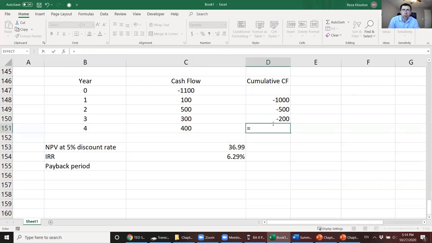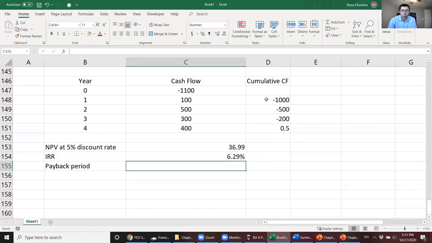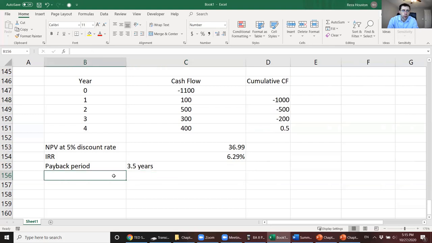So what we do is we divide the remaining cash flow, or rather the absolute value of the remaining cash flow, by the amount that we receive in year four, in this case $400. So our payback period is 1, 2, 3.5 years. So that's that.